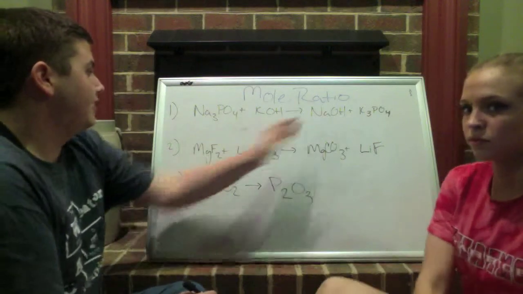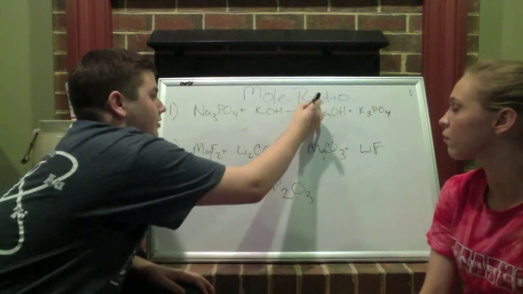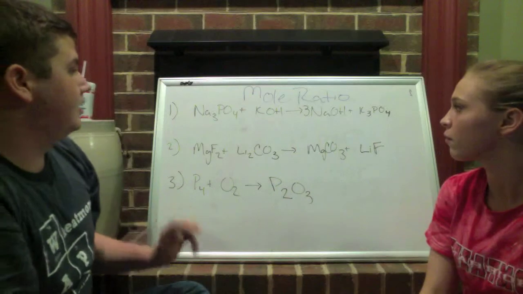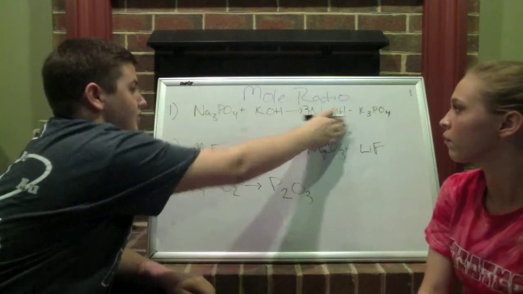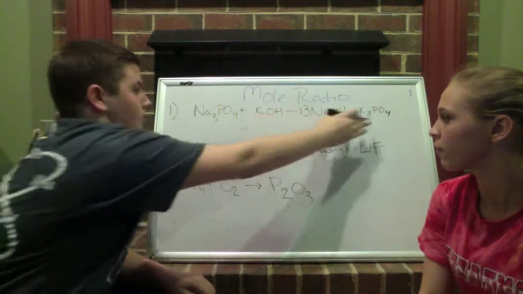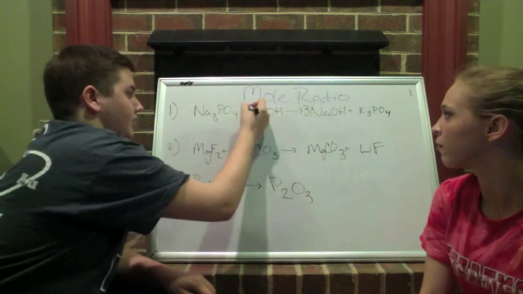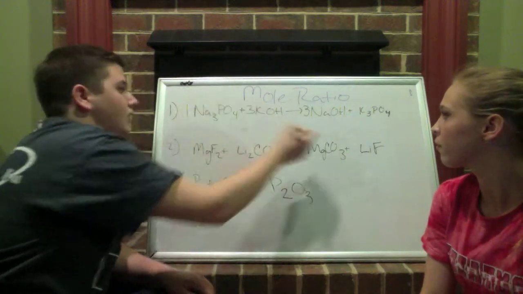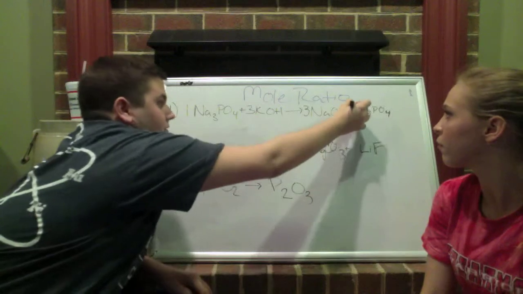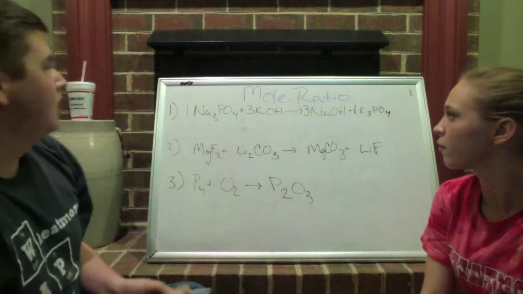So we need to start with balancing our sodiums. So we're going to put a 3 over here. And then we have 3 hydroxides and 1 hydroxide, but 3 potassiums and 1 potassium. So all we need to do is add a 3 over here. And for mole ratios, I would write a 1 in front just because it helps.